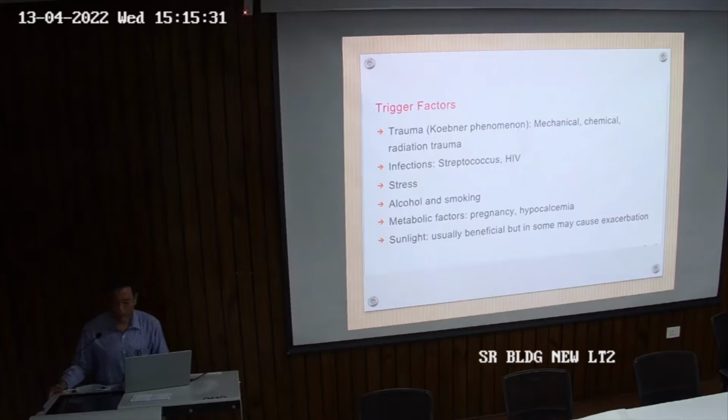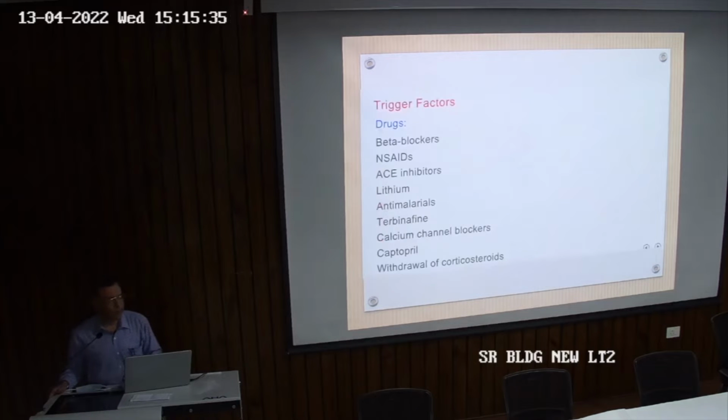That's why we use phototherapy. But in certain cases it aggravates. Then drugs are also a common trigger. So once you get a patient with psoriasis, you should take a drug history, what all drugs the patient is taking. The most common drug that triggers psoriasis is beta blocker. If you find that the patient is taking a beta blocker and these lesions occurred after taking it, then changing the antihypertensive may cure the patient. So these other things are more important than just the treatment of psoriasis.